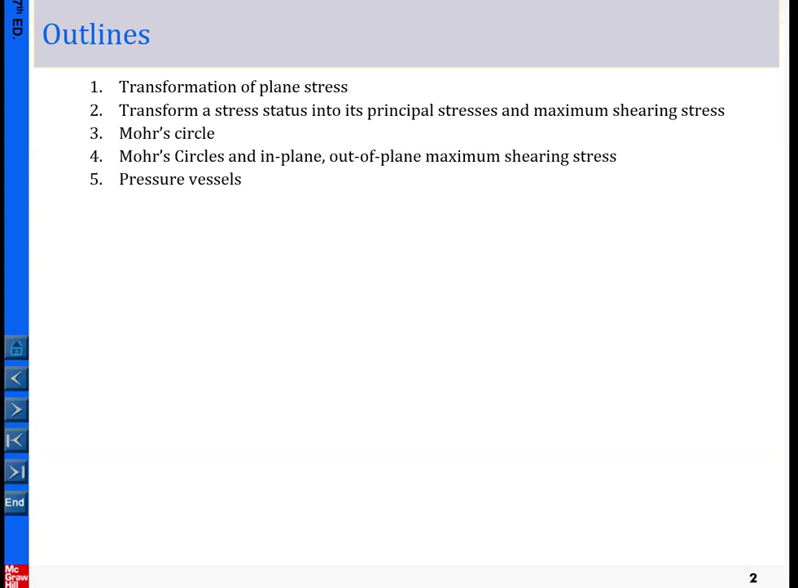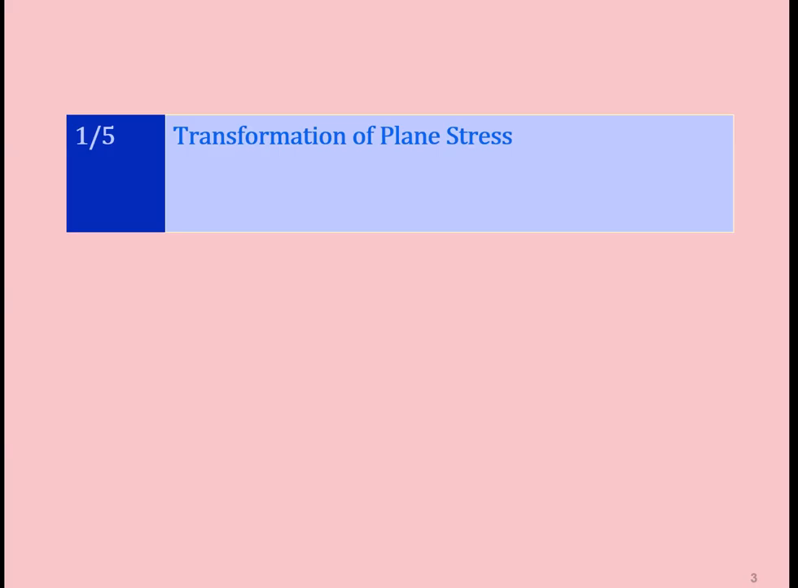The third one is Mohr's circle, and then we apply the Mohr's circle method, which is a very powerful method. I'm going to explain it in detail in the fourth section. Then the last section is about pressure vessels, and that is basically the application of those topics we learned here. So let's begin with the first section, and let's talk about the transformations of plane stress.